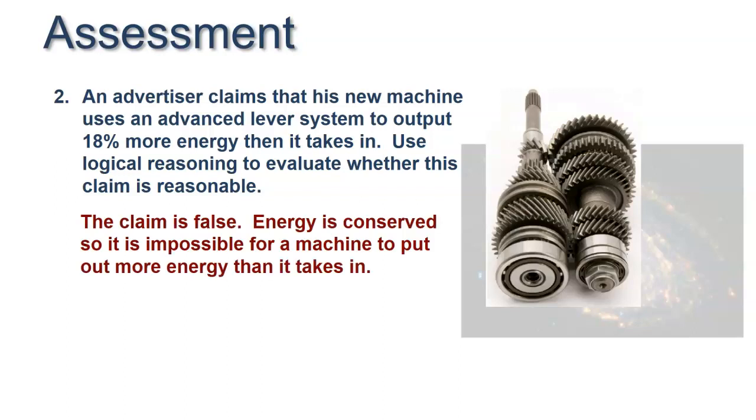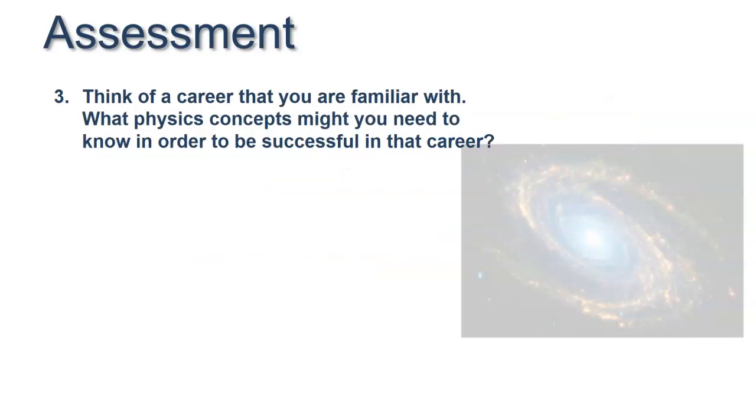Energy is a conserved process. You can't create energy out of nothing. That's not how it works. That's why we don't have perpetual motion machines. Because whatever you put into it, you are going to get less out of it, because you do lose some energy along the way. So it is impossible for a machine to put out more energy than it takes in.